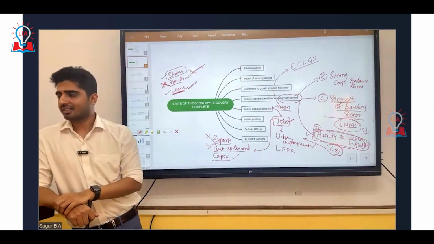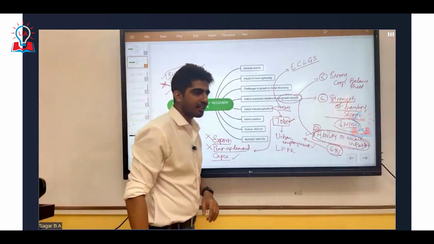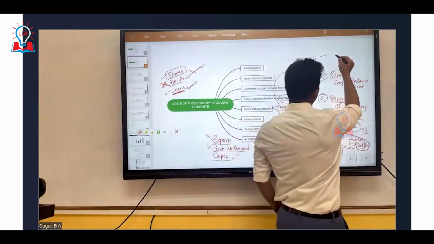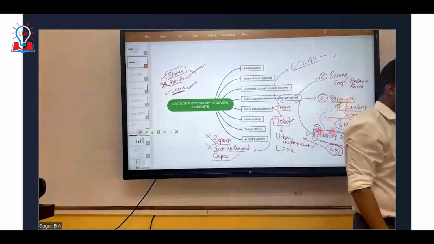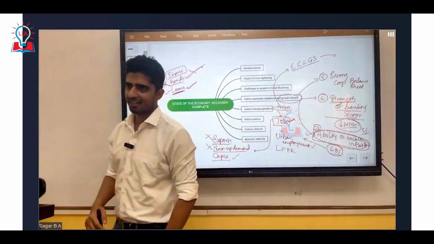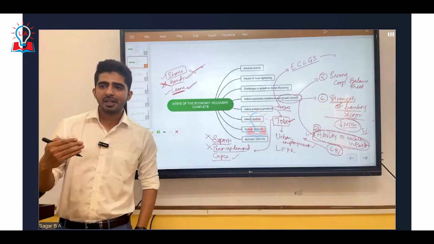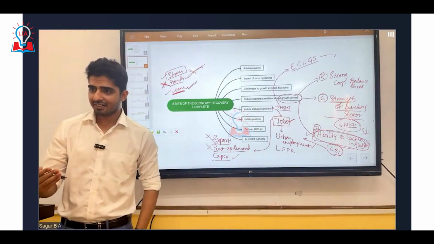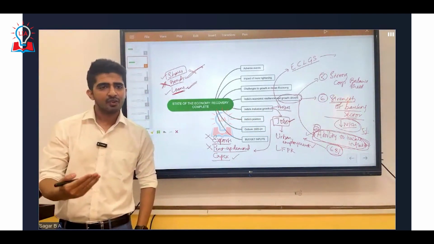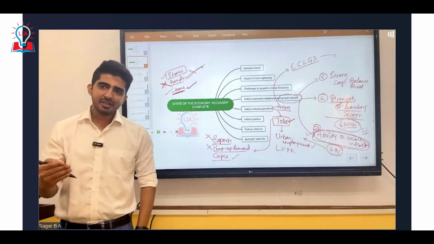Because of this, one important thing happened. A good thing, a ripple effect of this, was that micro enterprises were able to get loans rather easily. When they got loans, they made investments and they created jobs.